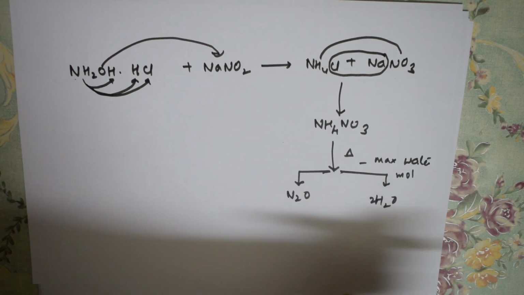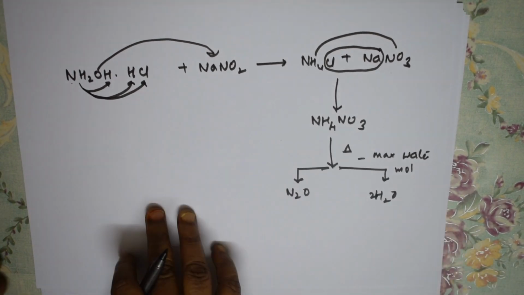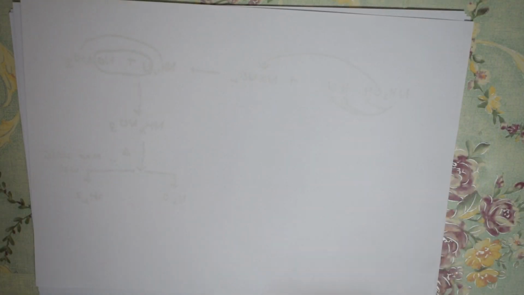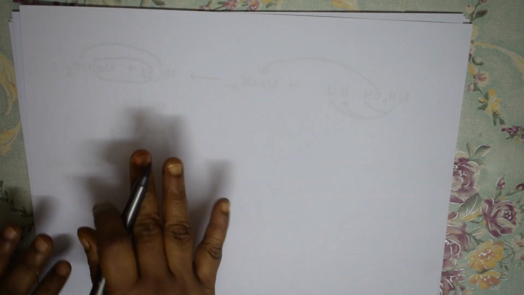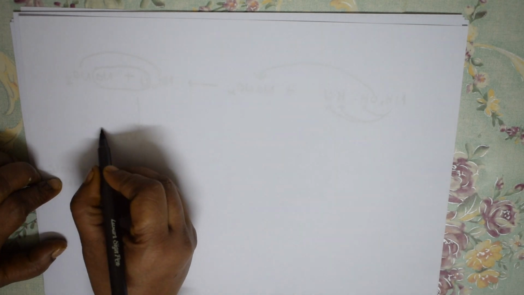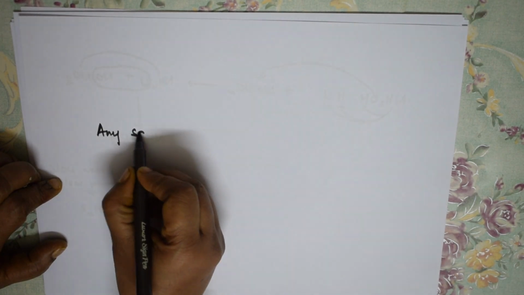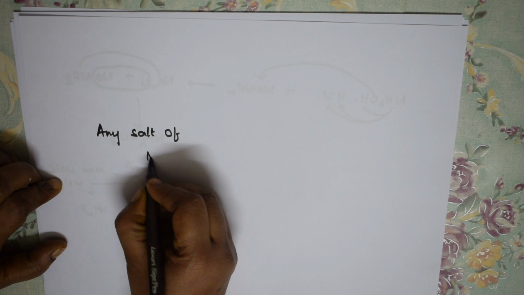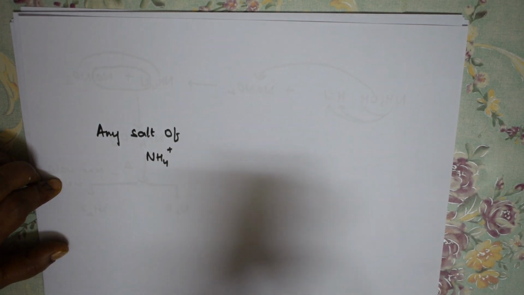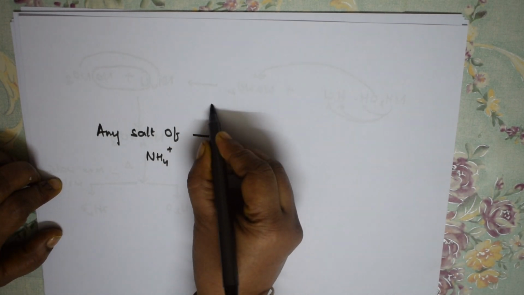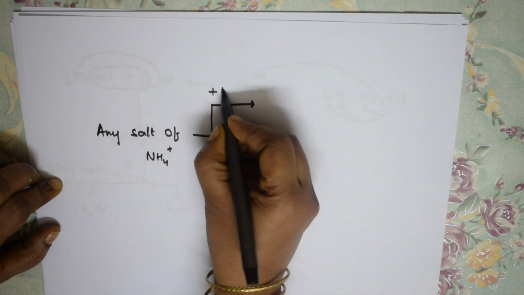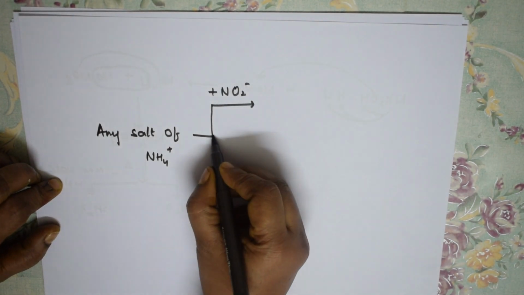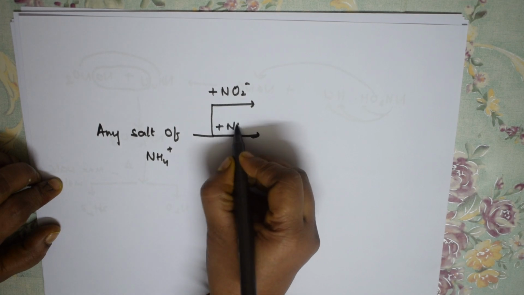Okay, one more we will see now. Very interesting. Suppose in the exam paper, if they give you any type of salts, like ammonium salts, let them give you any type. Now we saw ammonium nitrate. Suppose if they give you salts of ammonia, any salt of ammonia, so ammonium salts, like for example, ammonium nitrite, or ammonium nitrate.